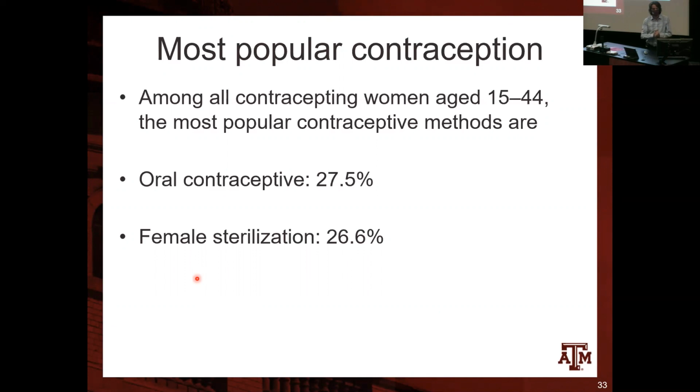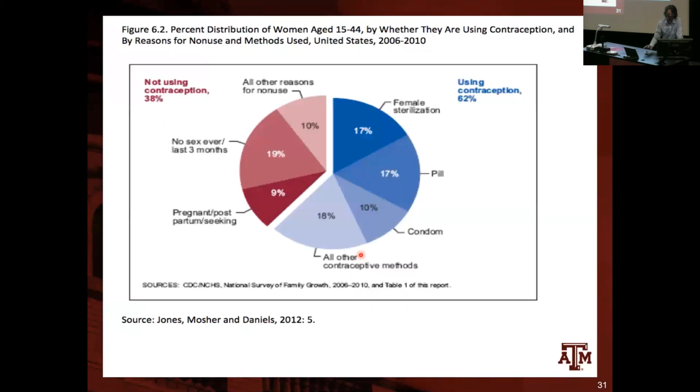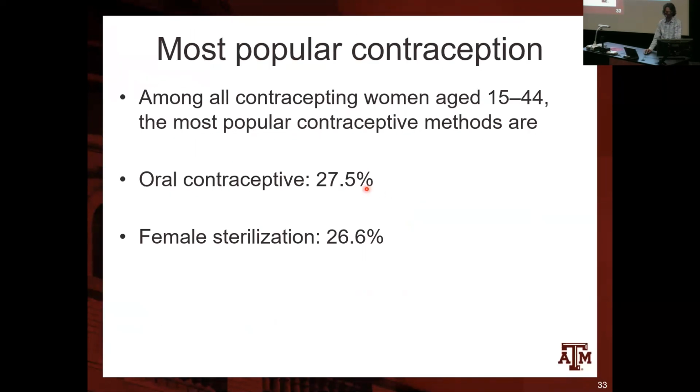Among all contracepting women aged 15 to 44, the most popular contraceptive methods are oral contraceptive and female sterilization. So the denominator is only women using contraception. These numbers here, 17 and 17, are among all women. These numbers here, 27.5 and 26.6, are among women who are using some sort of contraception. That's the denominator here.